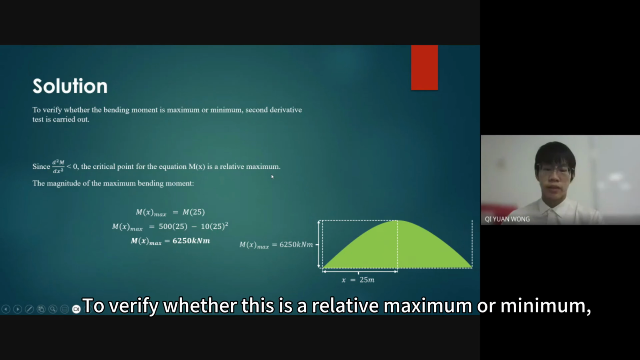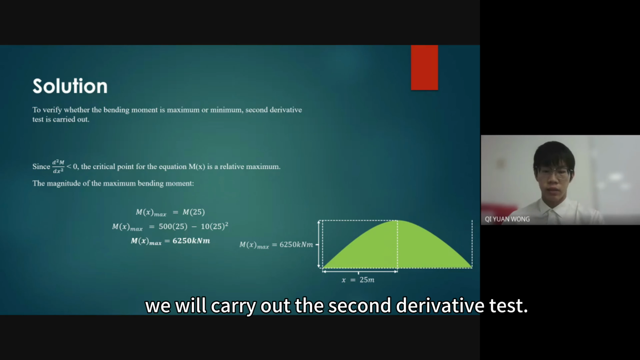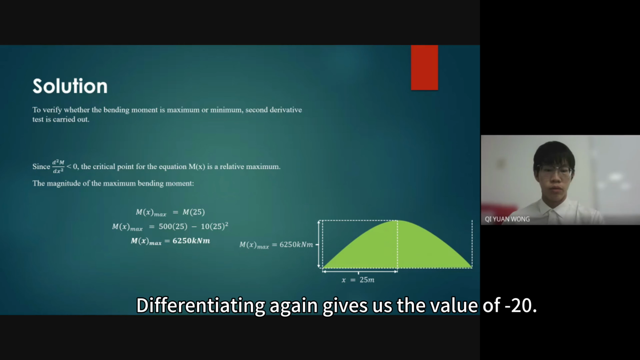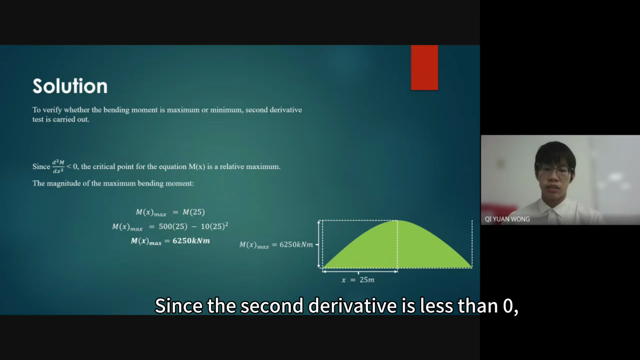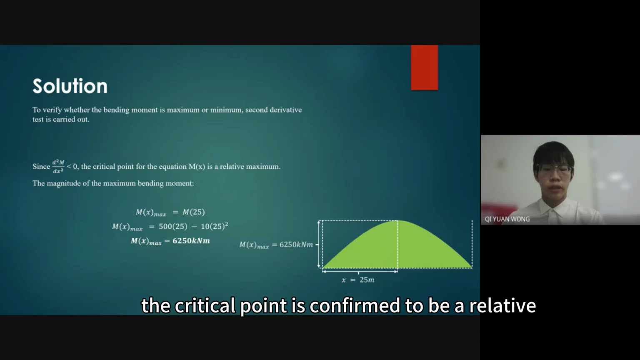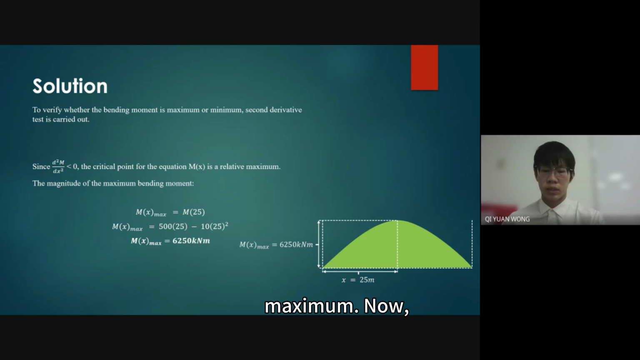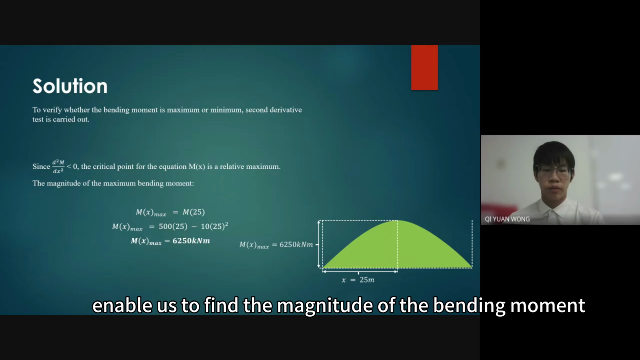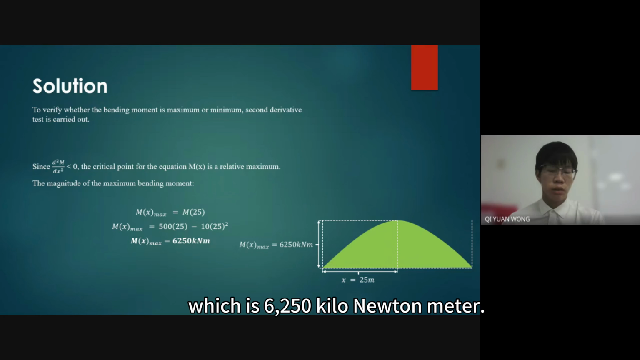To verify whether this is a relative maximum or minimum, we will carry out the second derivative test. Differentiating again gives us the value of negative 20. Since the second derivative is less than 0, the critical point is confirmed to be a relative maximum. Now, we calculate the magnitude by plugging x equals 25 meters back into our original formula, which enables us to find the magnitude of the bending moment, which is 6,250 kilonewton meter.